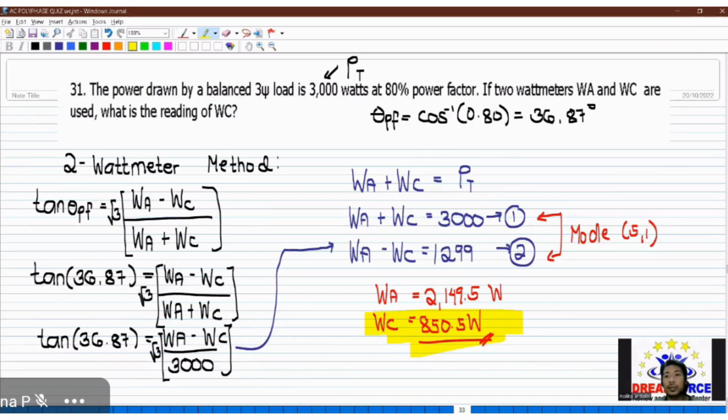Yan yung ating answer. So again, basta balance to wattmeter, gamitin lang yung ating formula. Sige, paki-take note yung number 31, and then doon tayo sa number 32.